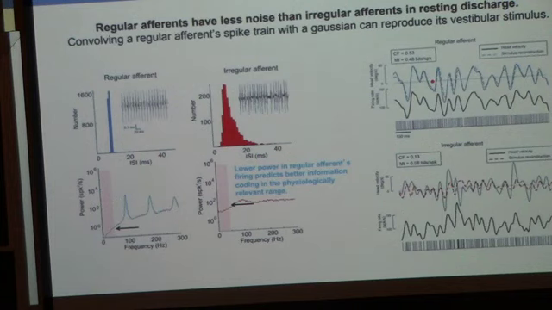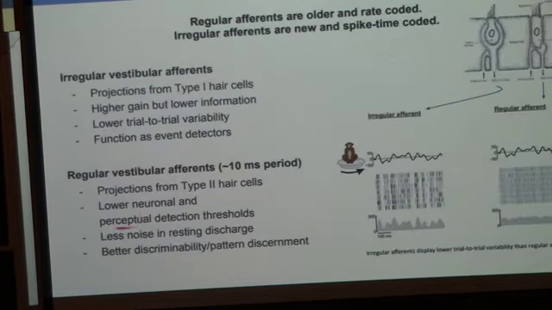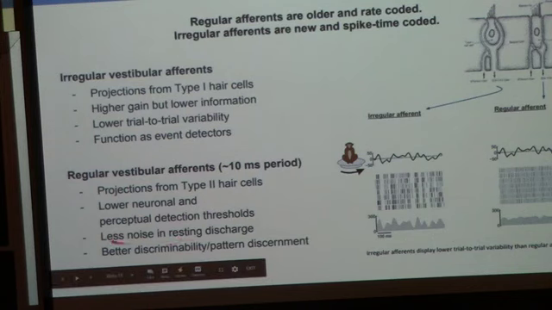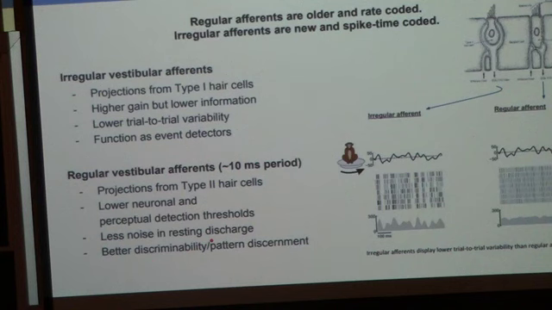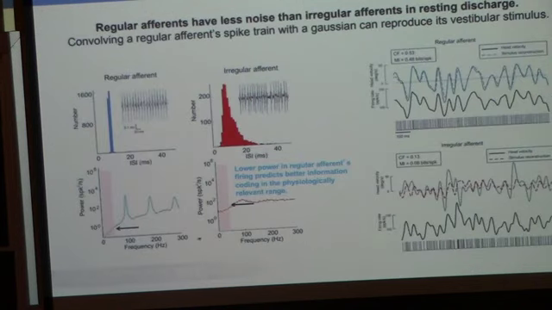Okay. And then anything else? So basically, with the regular afferents, you also see just less noise and less discharge. I would definitely know this slide and this diagram.